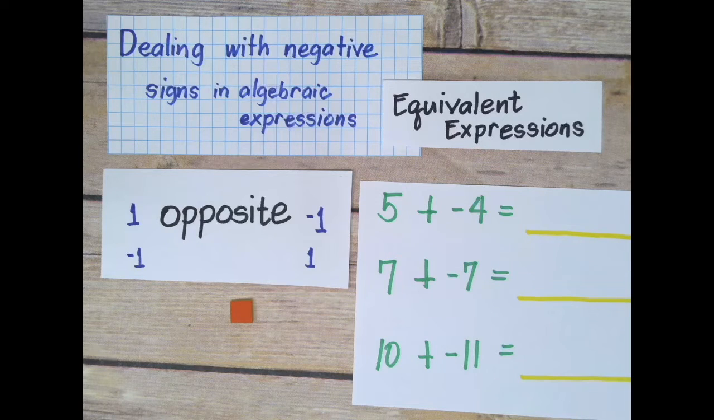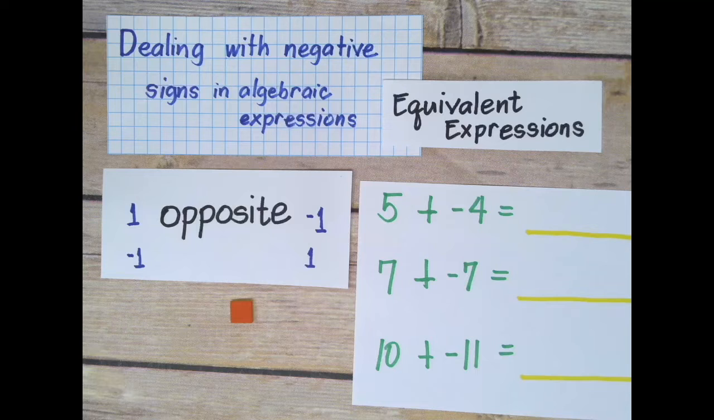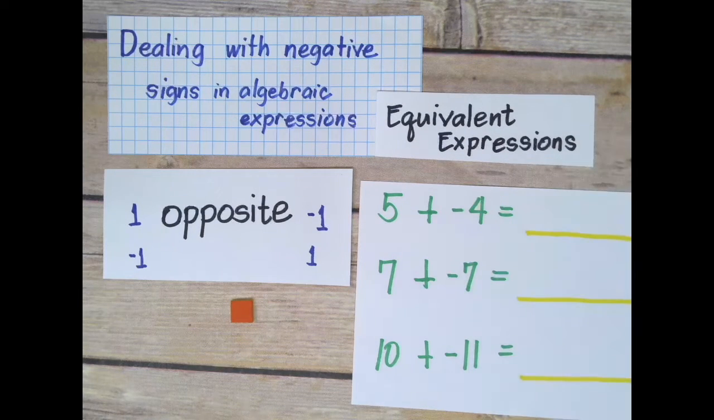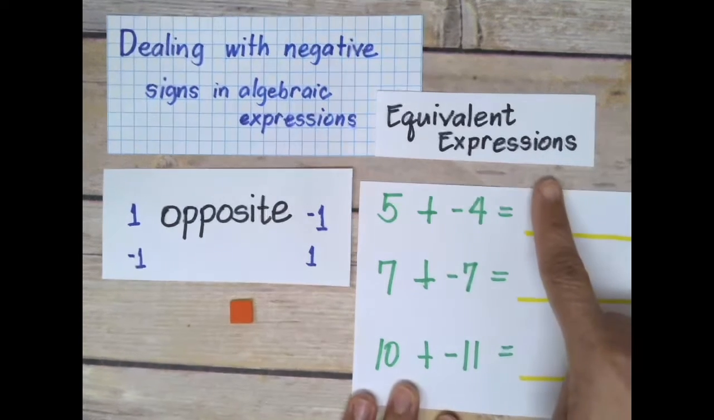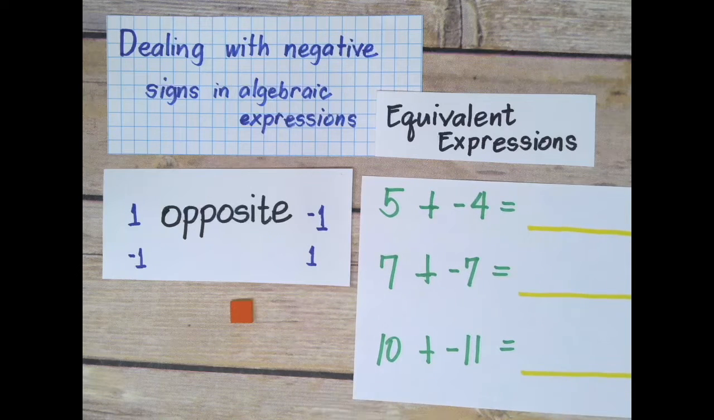Other examples of opposites are 2 and negative 2. 2 is the opposite of negative 2. Negative 2 is the opposite of positive 2. Manipulating terms within the expression, we come up with what we call equivalent expressions. These are expressions wherein if you compute for the value, they will give us the same amount.